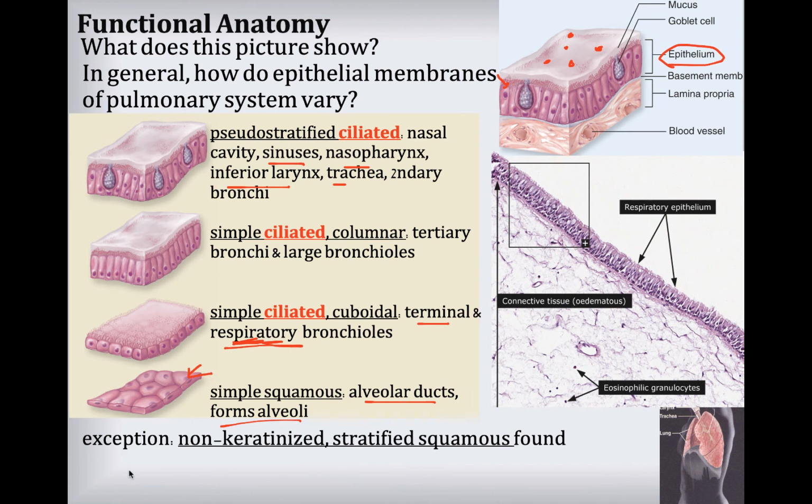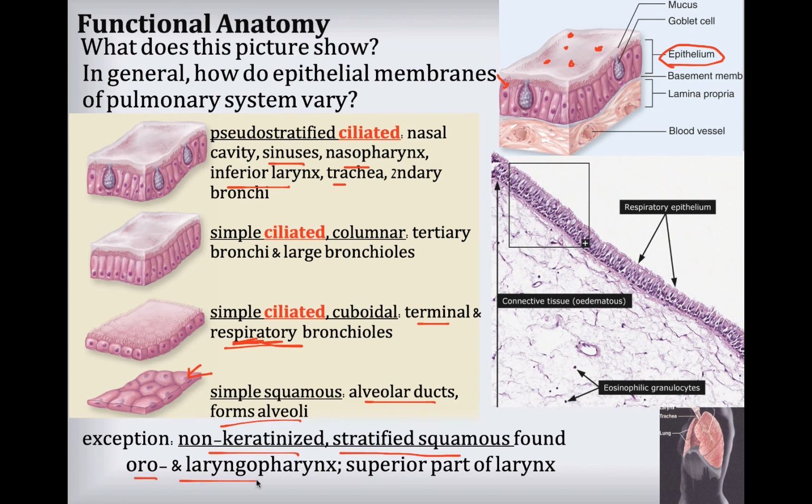Now, we do have an exception. We find some non-keratinized, that's that tough protein that you find in the skin cells to make them stronger and make them water resistant, stratified squamous. And where is that found? Well, it's found in the oropharynx and the laryngopharynx and the superior part of the larynx. And that's because you've got food going down there, including things like potato chips, which you haven't chewed up completely and which can scratch those surfaces. And so we want to have multiple layers to protect the underlying tissue a little bit more.